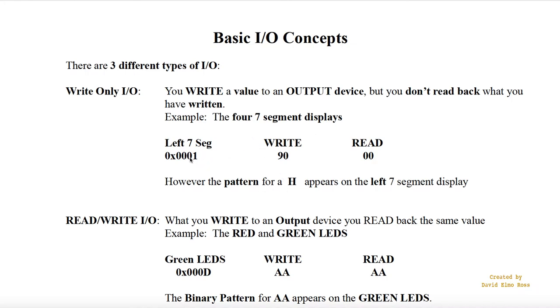So if address 1 is our left 7-segment display, and we've seen this in the lab, if you put a 90 into address 1, it does not read back a 90, it reads back 00. This is an example of write-only memory. You write something, but it doesn't remember what you wrote. However, we're going to see the pattern for an H show up on the left 7-segment display. So the I/O device is updated, but it doesn't send back what we wrote to it to update that device.